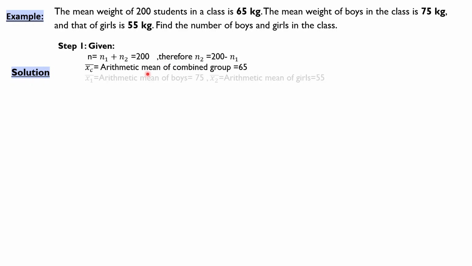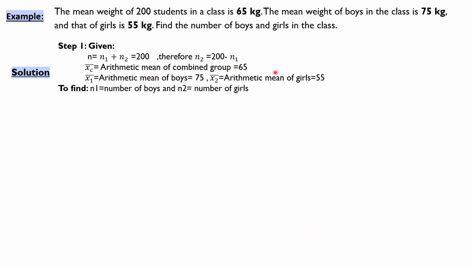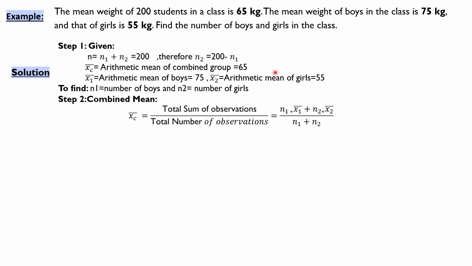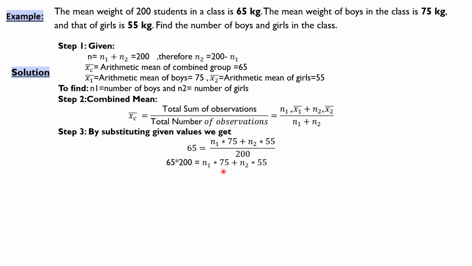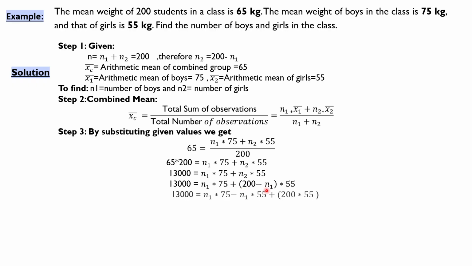Combined mean, mean of boys and mean of girls are given, and here we want to find n1 and n2. So making use of the formula of combined mean, we will substitute all the values keeping n1 n2 as it is. In next step we have shifted 200 to left hand side, and here we have obtained n2 as 200 minus n1.